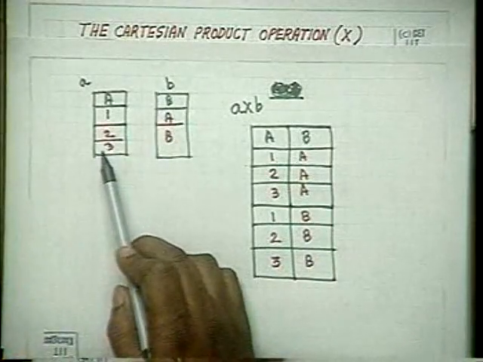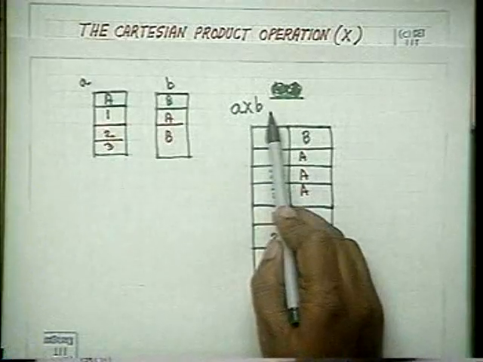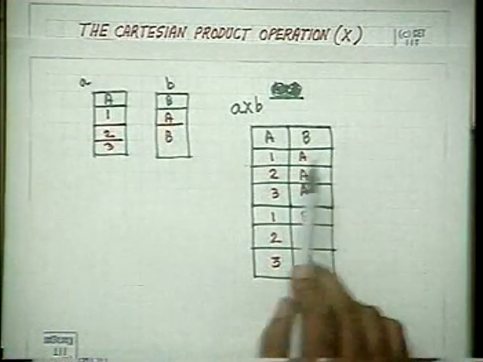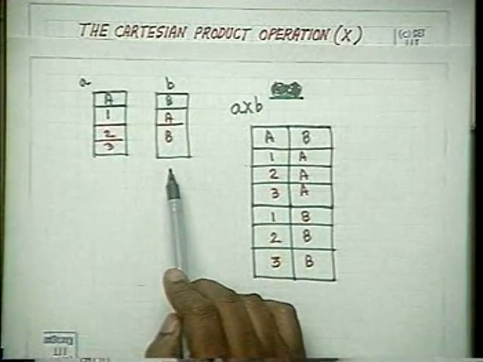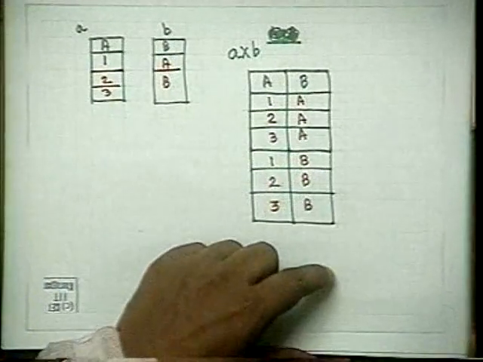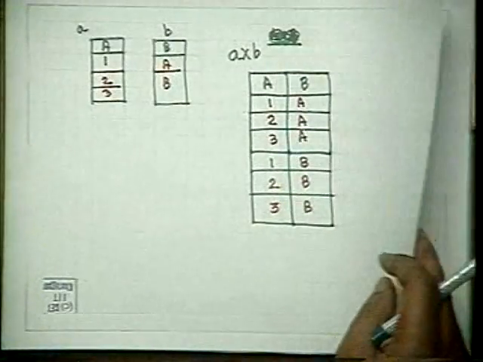So given A and B, A cross B will have the attributes of A as well as B, and the tuples here will be all possible combinations of A and B. We will see a more complete example now, a more involved example actually.